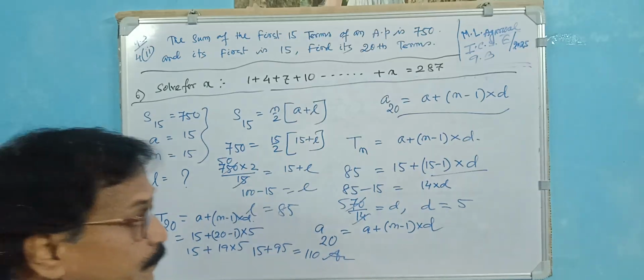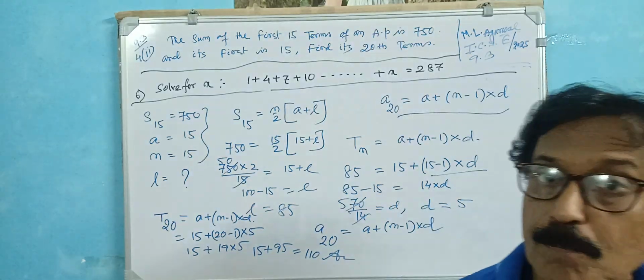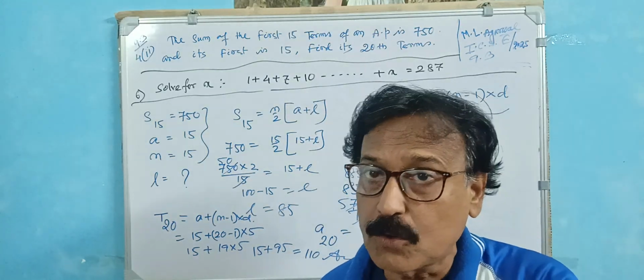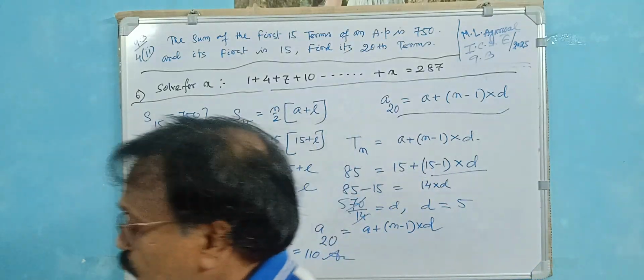This is the answer. Find its 20th term. That means, what is the value of the 20th term? Particularly the 20th term, T20. This is 110. Is that clear?